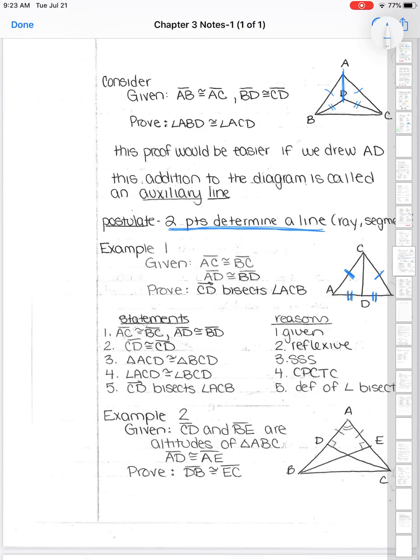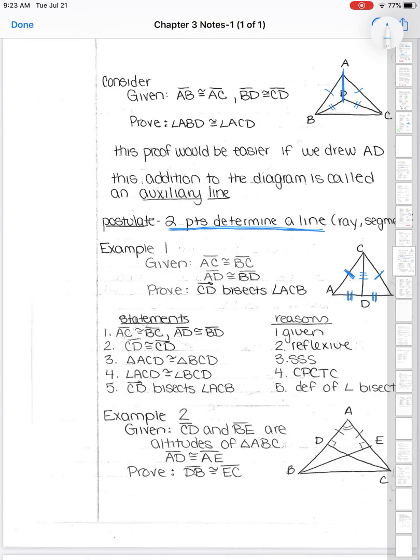So it says AC is congruent to BC. AD is congruent to BD. And we want to prove that CD bisects angle ACB. So right off the bat, that's not proving triangles are congruent, and it's not a CPCTC. So this is a beyond CPCTC situation. So statement 1 is what we have in the given.